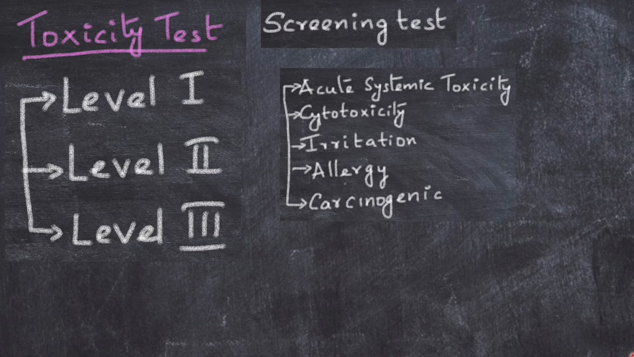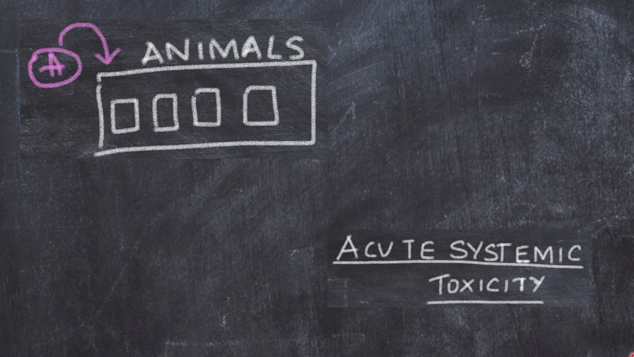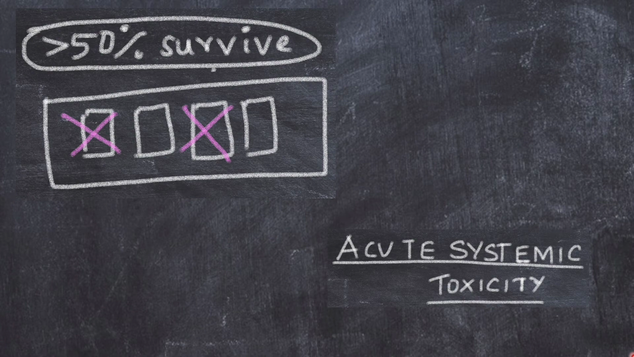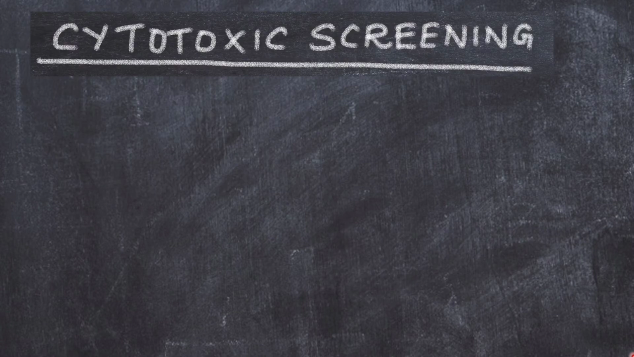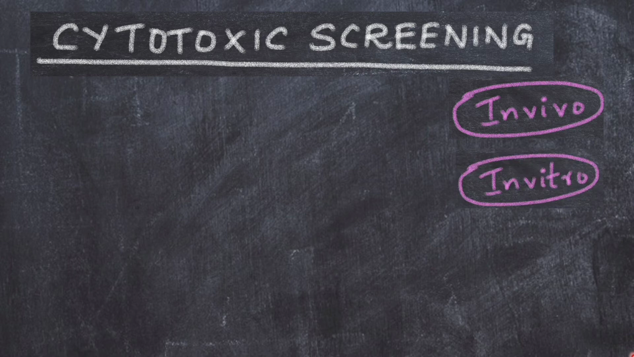So first, acute systemic toxicity is tested by injecting the material into animals. Now you are going to follow up these animals for a predetermined time. If more than 50% survive, then the material is safe to use. So in cytotoxic screening, there are 2 methods. It can be in vivo method or in vitro method. In the in vivo method, like with the previous condition, the test is going to be conducted in animals. In the in vitro technique, it will be done on culture cells.